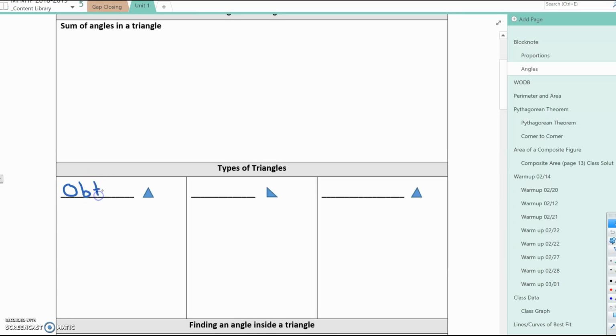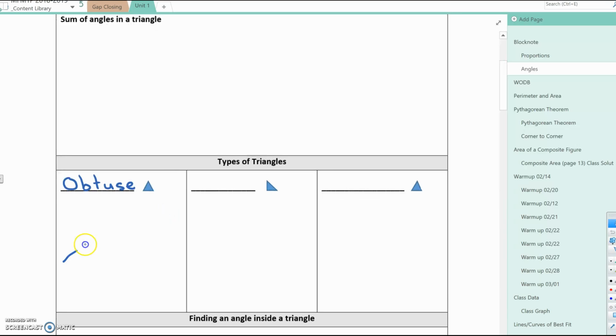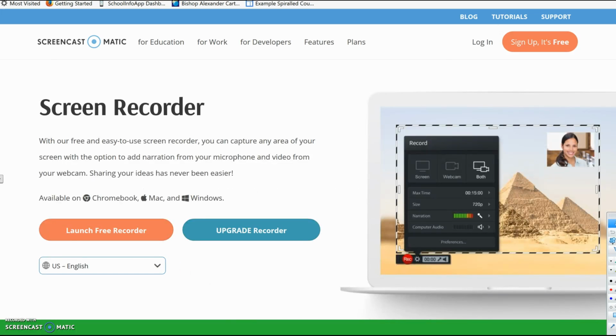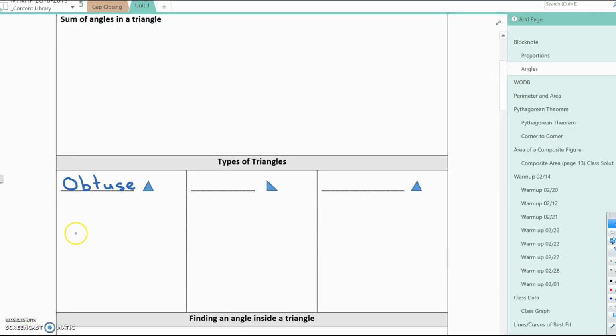The first one is called an obtuse triangle. And that kind of triangle is a triangle that has an angle that is bigger than 90 degrees. So I had just shown you an example of that. Okay, it's kind of hard to draw. Let me see my picture again. All right. Oops. So we're going to draw that just like that.